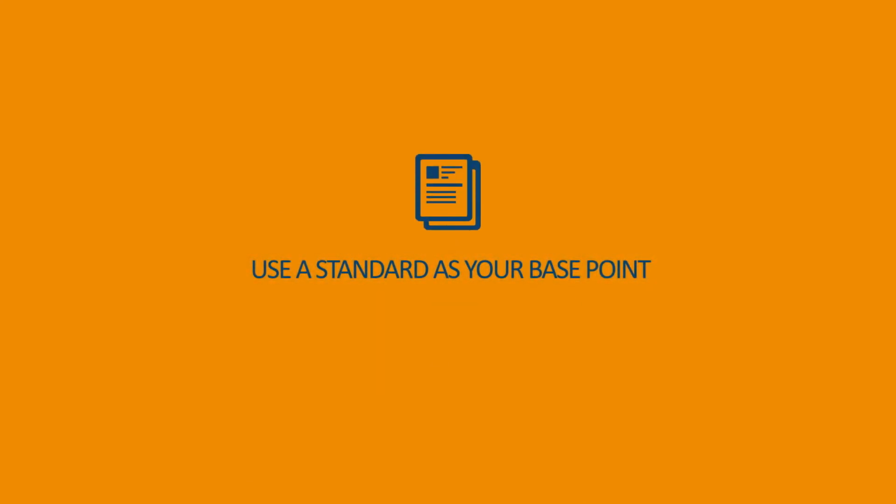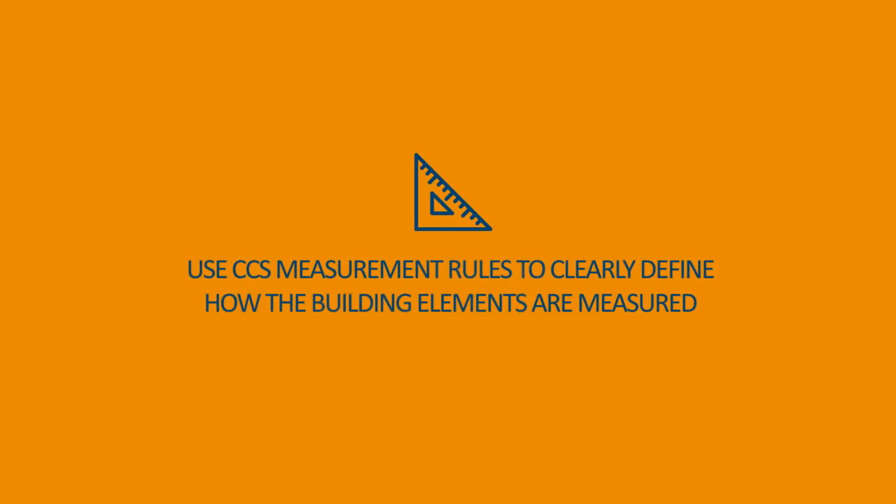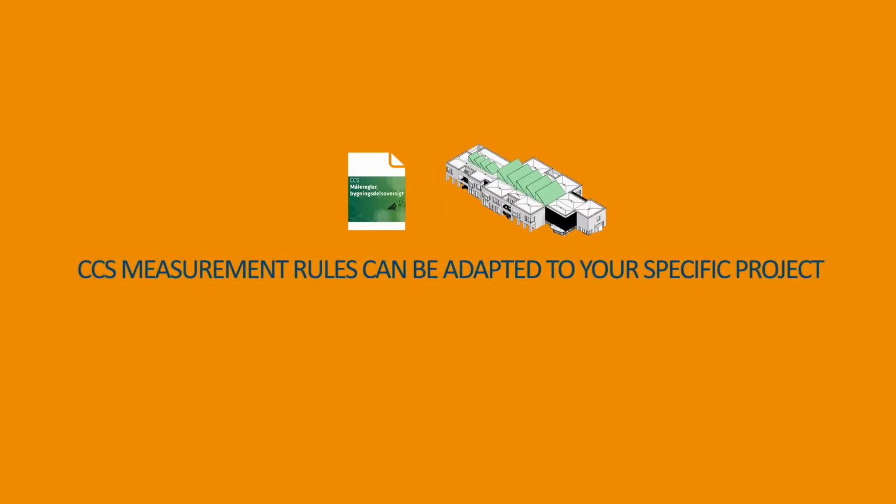Start with a standard for measuring, rather than having to start over each time. Use CCS measurement rules to clearly define how the building elements are measured and what type of quantities are to be specified. CCS measurement rules can be adapted to your specific project and include unique building elements that are particular to that project.